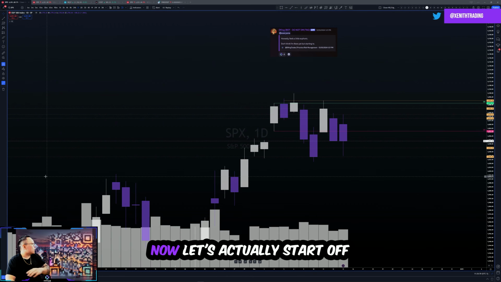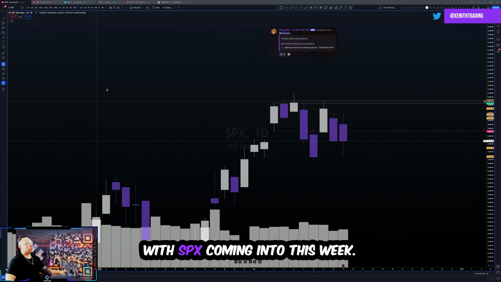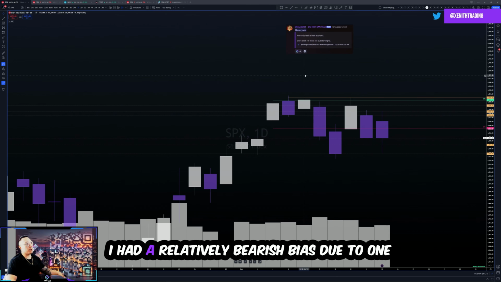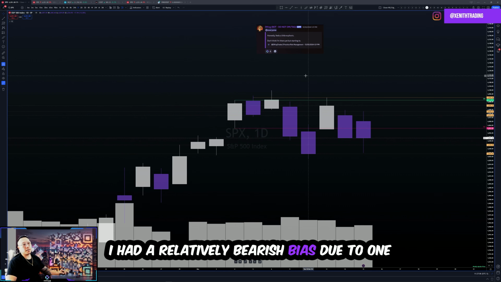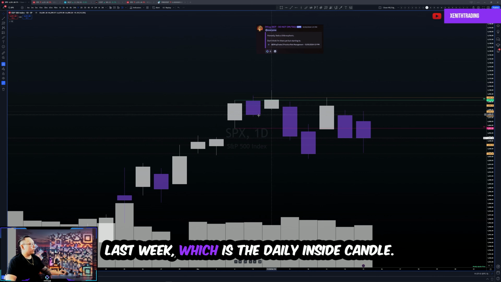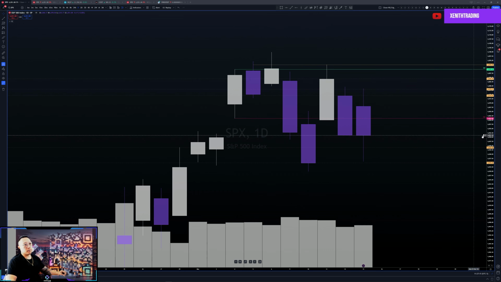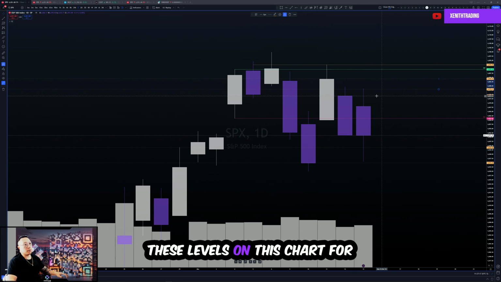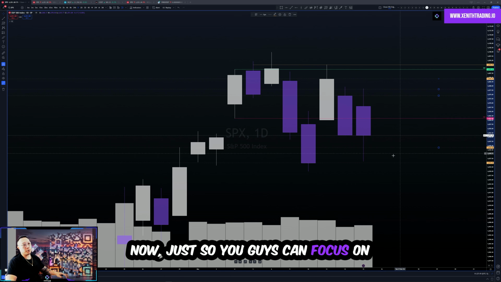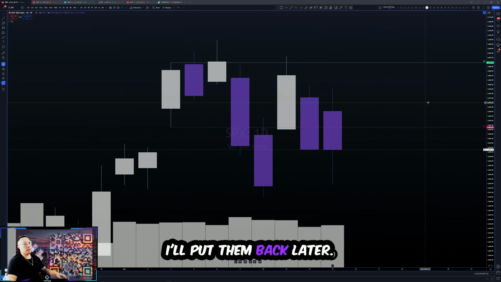All right, now let's actually start off with SPX. Coming into this week, I had a relatively bearish bias due to one single structure that we focused on from last week, which is the daily inside candle. So I'm going to delete some of these levels on this chart for now, just so you guys can focus on what I'm referring to, and I'll put them back later.